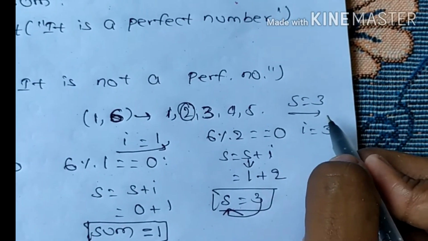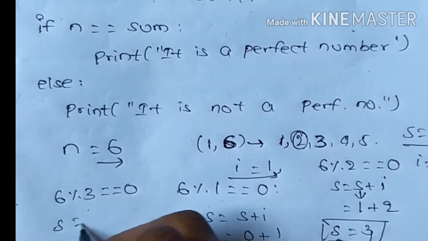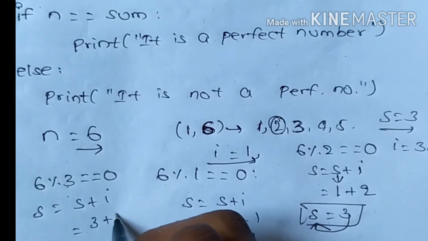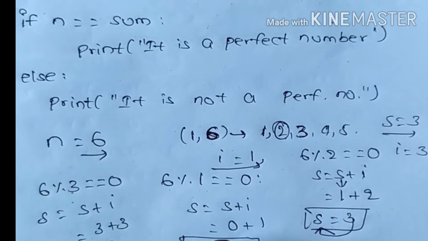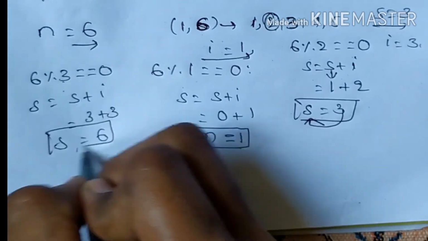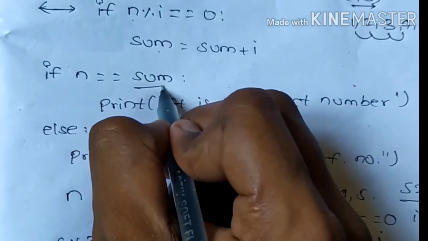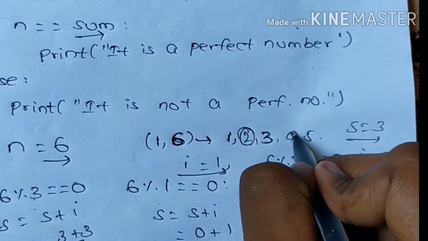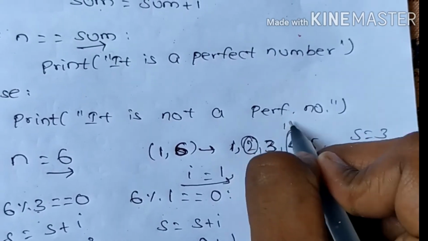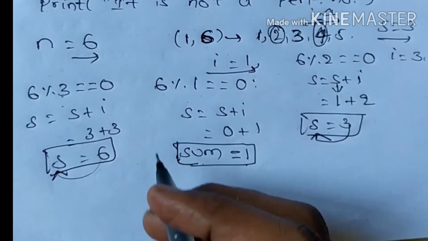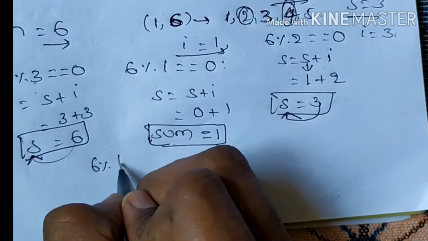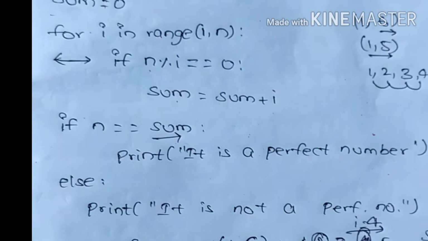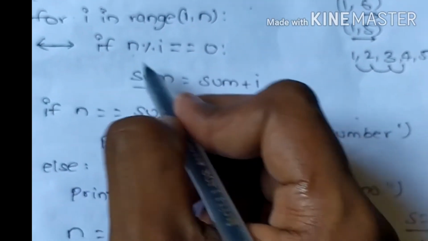So it goes to the statement sum equal to sum plus I. Now here the sum equal to 3, right? So sum equal to sum plus I, that is 3 plus 3. Now I is 3, and the result 6 is assigned to sum. This sum stores the value of 6 and next it goes to 4. Now I equal to 4. But 6 will not be divided by 4 and we will not get remainder equal to 0. Then it won't go into this condition, it comes out of the if condition.